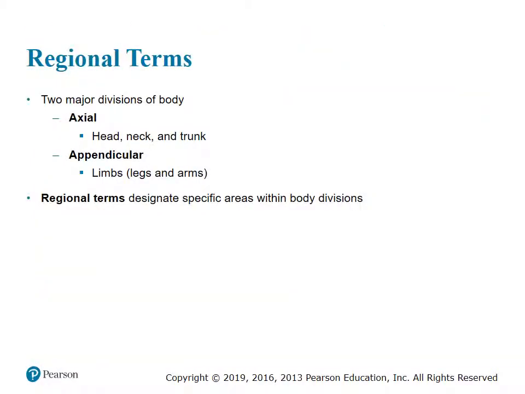Okay, let's talk about regional terms. Two major divisions in the body, one called the axial, one called the appendicular. Now we use these especially in the skeletal system, but they can be used for when we talk about the entire body itself, not only just the skeletal system.